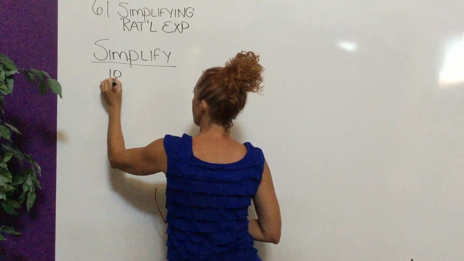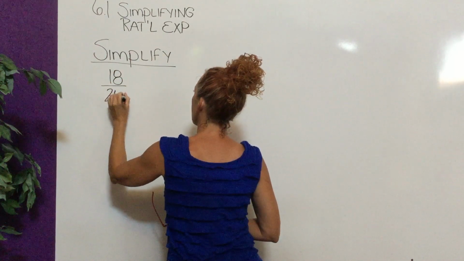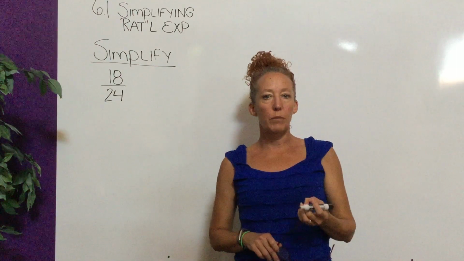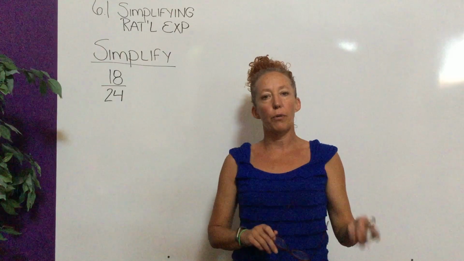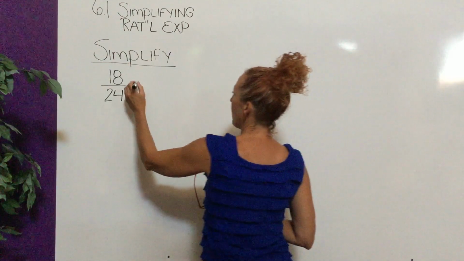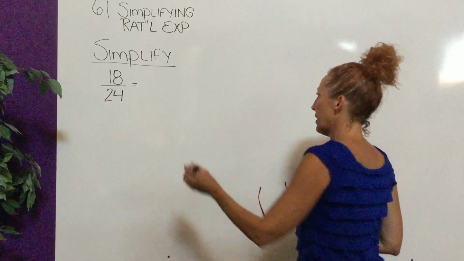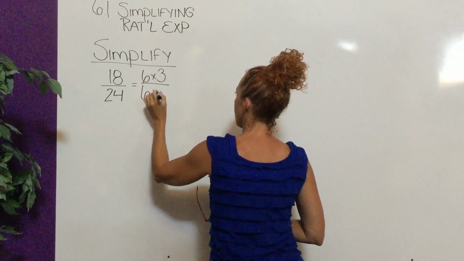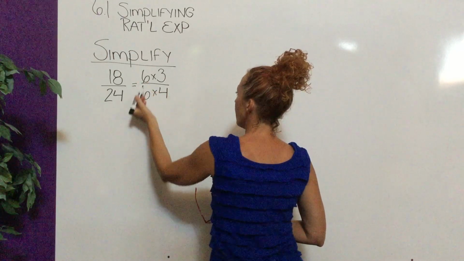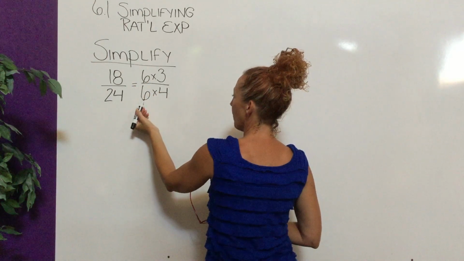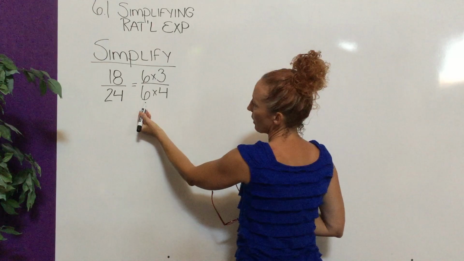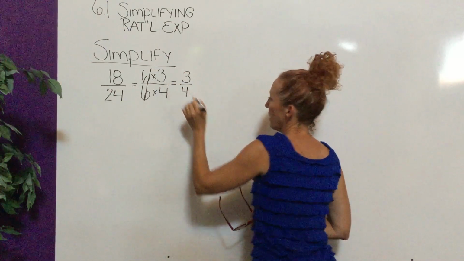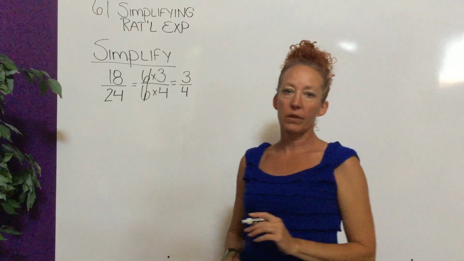If you have 18 over 24, you look for common factors. What numbers go into both of those numbers? Maybe you can look at this and go, well, gosh, this is 6 times 3, and this is 6 times 4. And anytime we have a factor over itself, that value is equal to 1. So we can cross that out, and that reduces down to 3/4.